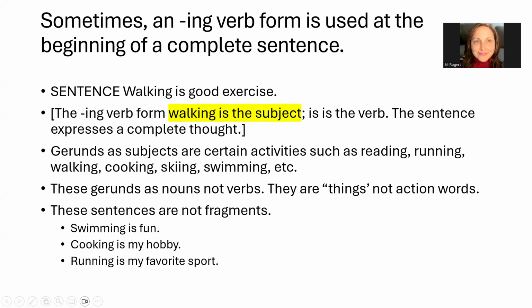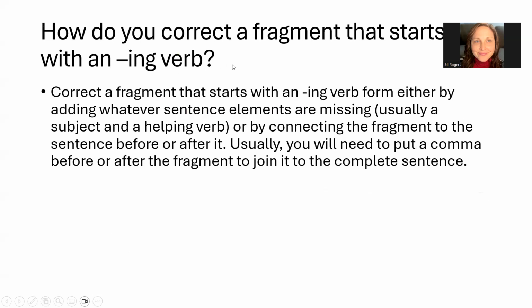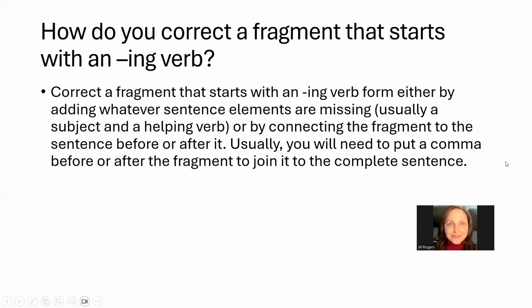So in this case, the activities will have a verb after it and be a complete thought. Okay, so we did have to warn you that sometimes these words are still called gerunds because they have ing, but it's actually a noun and also usually the subject of the sentence. Okay, so how do you correct a fragment that starts with an ing verb?